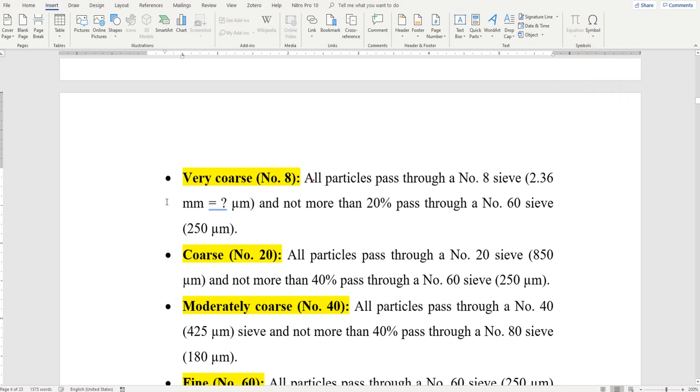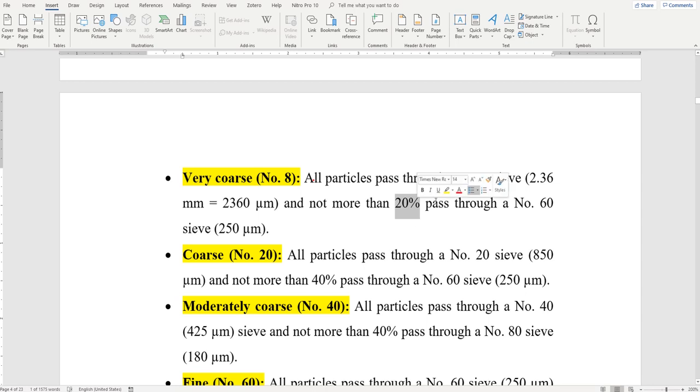Okay, if 1 millimeter is equal to 1000 micrometers, then here we are talking about 2360 micrometers. So all the particles will pass through the 2.36 millimeter sieve, meaning the largest size is 2.36 millimeter, and not more than 20% of the powder you have loaded, meaning if you load 100 gram, not more than 20 gram passes through sieve number 60.